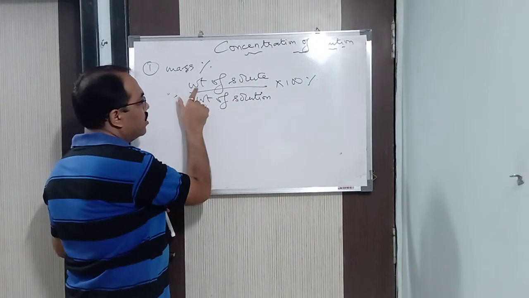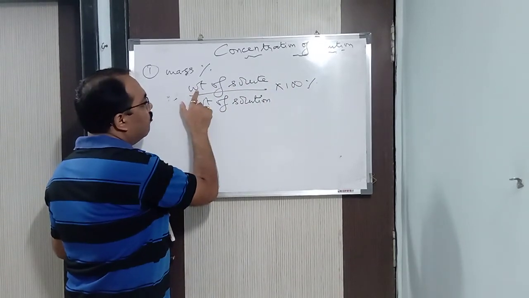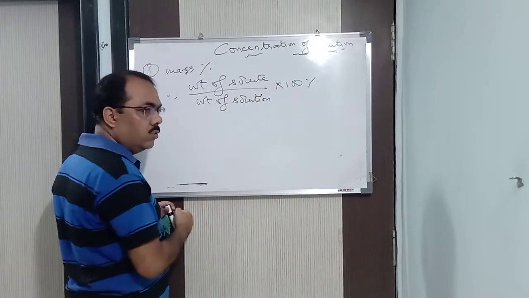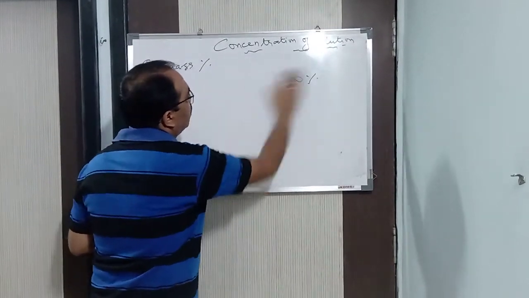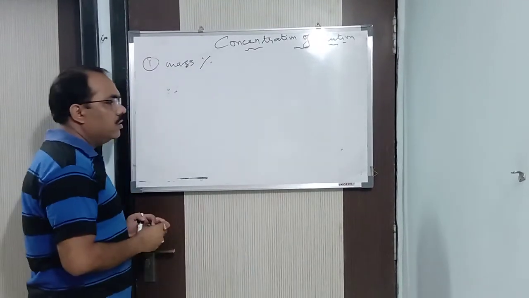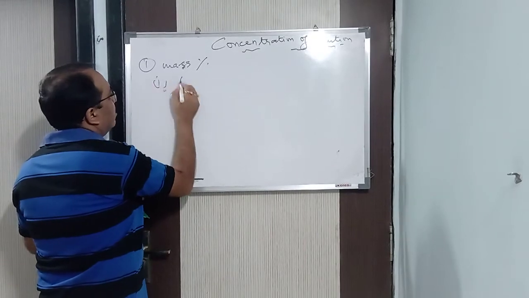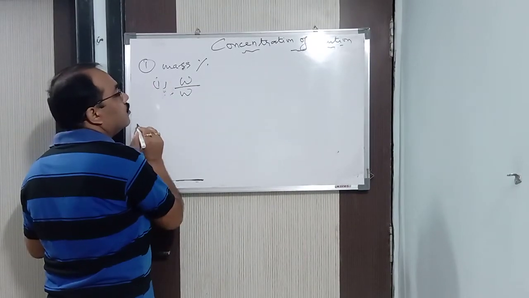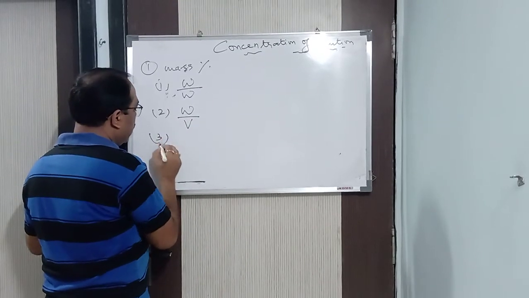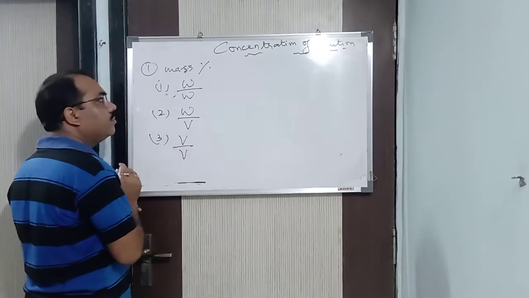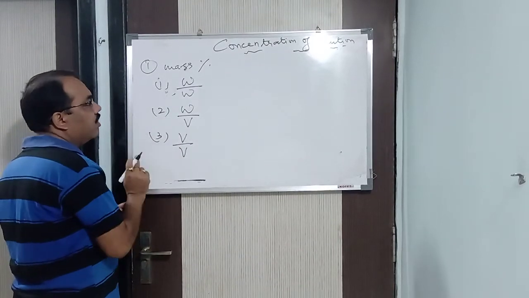Suppose volume percentage. So volume of solute by volume of solution into 100%, or volume of solvent by volume of solution into 100%. That will give you the volume percentage. Now, mass percentage is expressed in 3 ways. What is that? It is nothing but W by W. Second is your W by V, and third is your V by V.